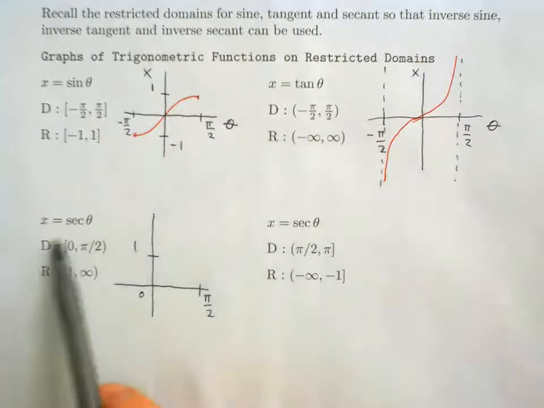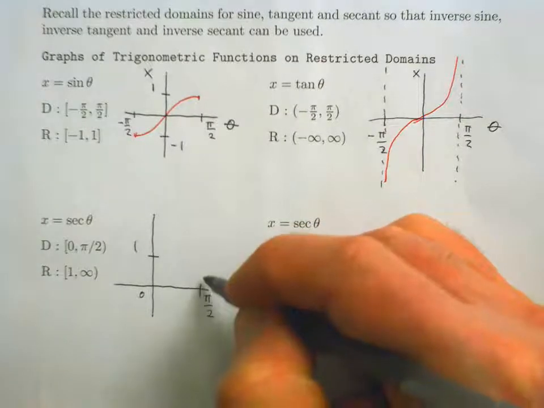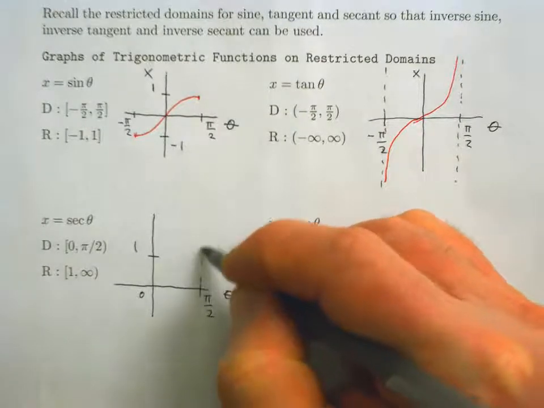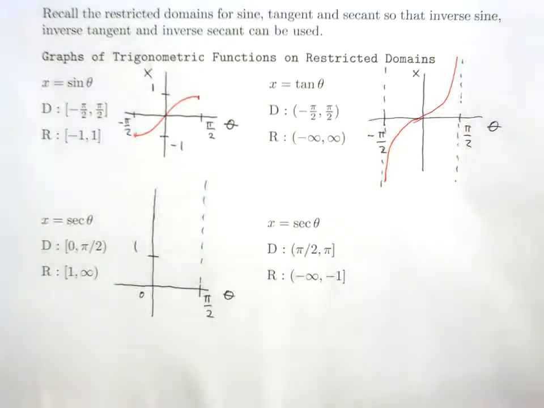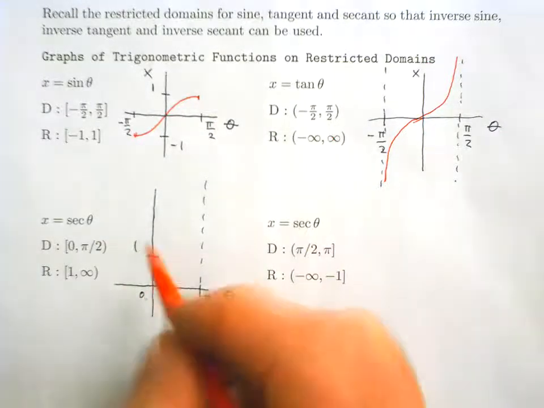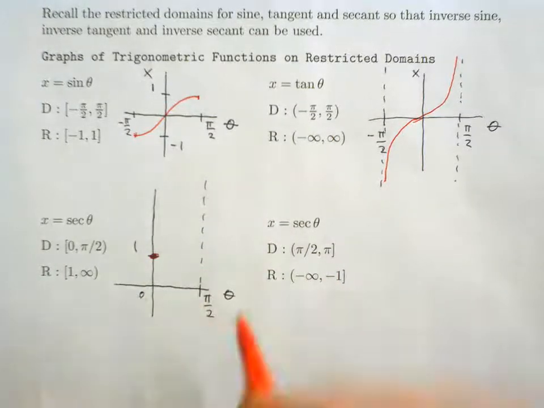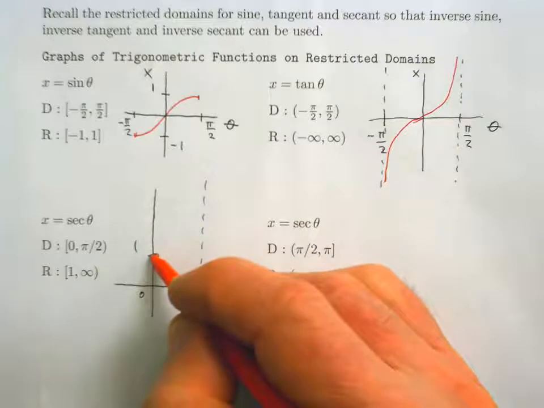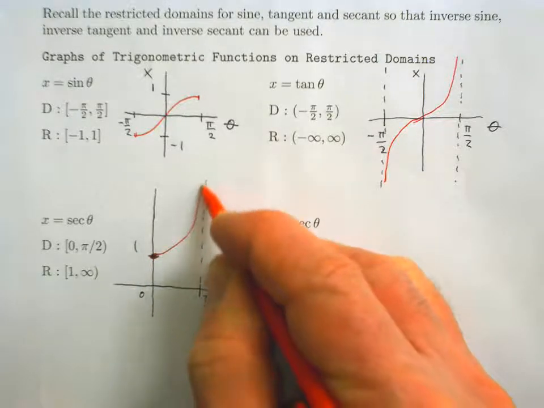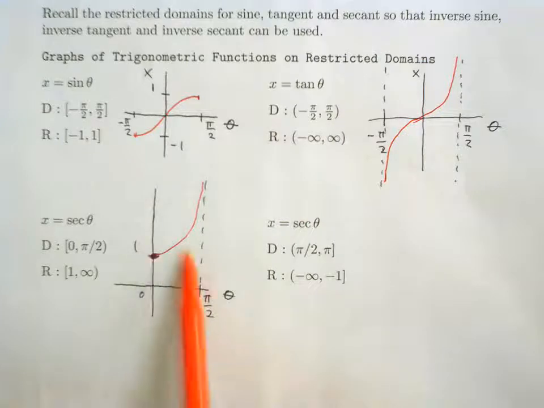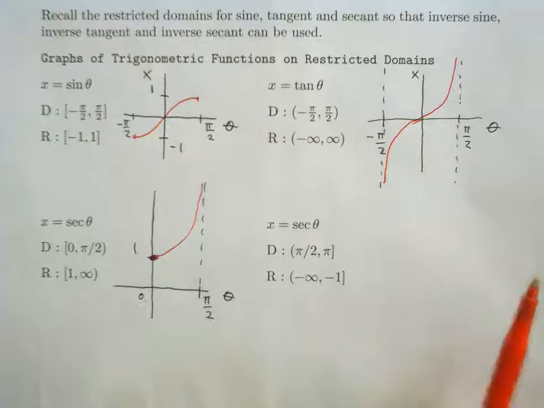And for the secant function, theta equals pi over 2 is a vertical asymptote. Secant of 0 is 1. And so on this restricted domain from 0 to pi over 2, x equals secant of theta, the graph looks something like this. And it passes the horizontal line test, so it's a one-to-one function on that restricted domain.